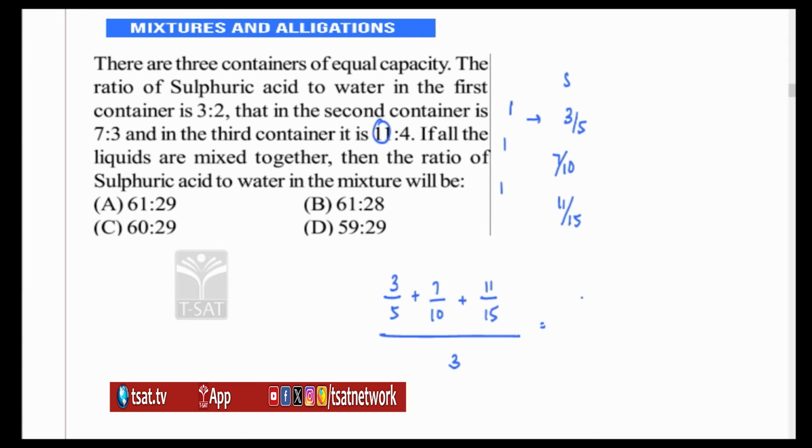So you get sulfuric acid; take the LCM as 30, it becomes 90. 5 6s are 30, therefore it is 18. 10 3s are 30, therefore it is 21. 15 2s are 30, therefore it is 22. You get 61 out of 90. So if sulfuric acid is 61, therefore water becomes 29. The ratio is 61:29 because out of 90 parts, sulfuric acid is 61, which means the remaining is 29.